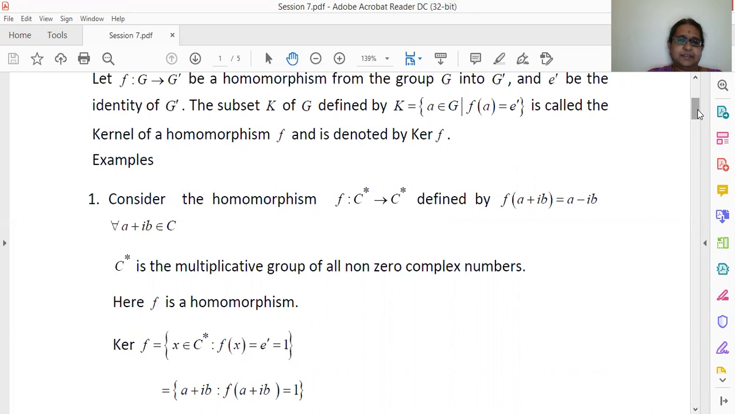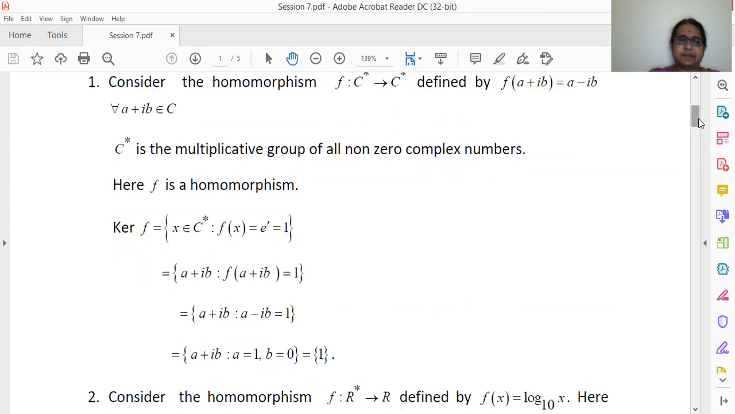The elements belonging to the domain C star are complex numbers of the form a plus ib. So it is the set of all a plus ib such that f of a plus ib is equal to 1. Substituting the value of f of a plus ib, this is the set of all a plus ib such that a minus ib is equal to 1. Now 1 can also be expressed as a complex number, 1 plus i into 0, as the imaginary part is 0. Therefore, the set of all a plus ib such that a minus ib is equal to 1 plus i into 0.